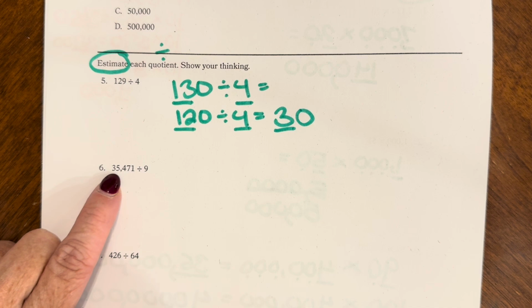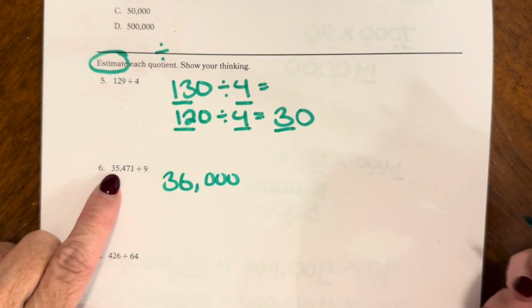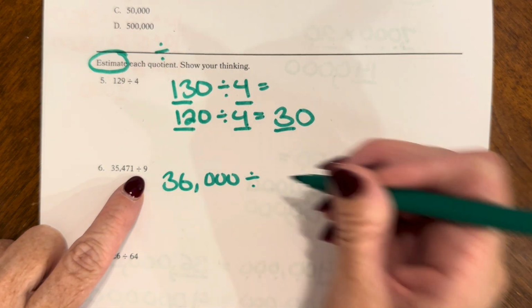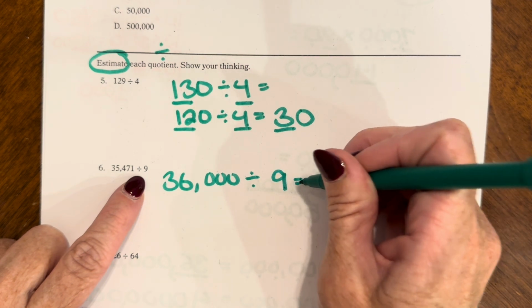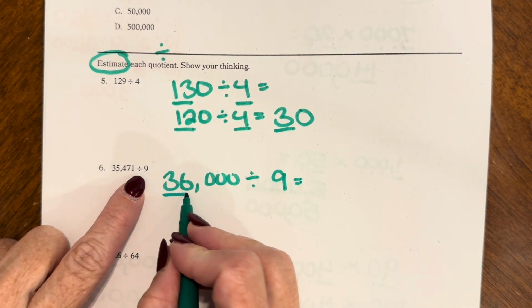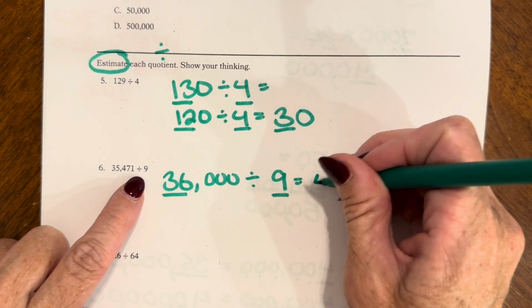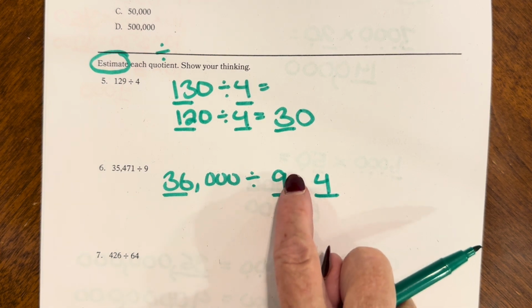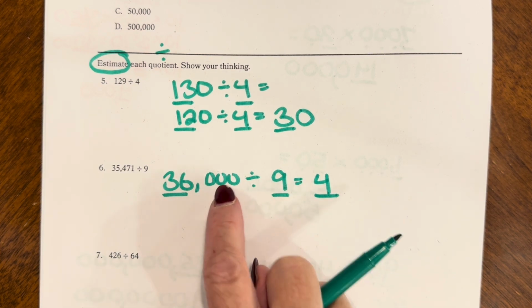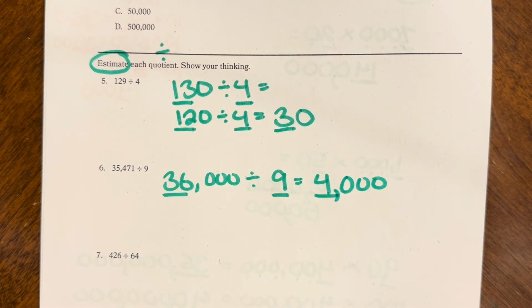35,471. Well, 35,471 is very close to 36,000. And this one, we could maybe leave the 9 because I know that 36 divided by 9 is possible. That's one of my basic facts. And 36 divided by 9 is 4. And again, ladies and gentlemen, because my divisor doesn't have any zeros, I'm not going to take any zeros away. So I would get 4,000 as my quotient.